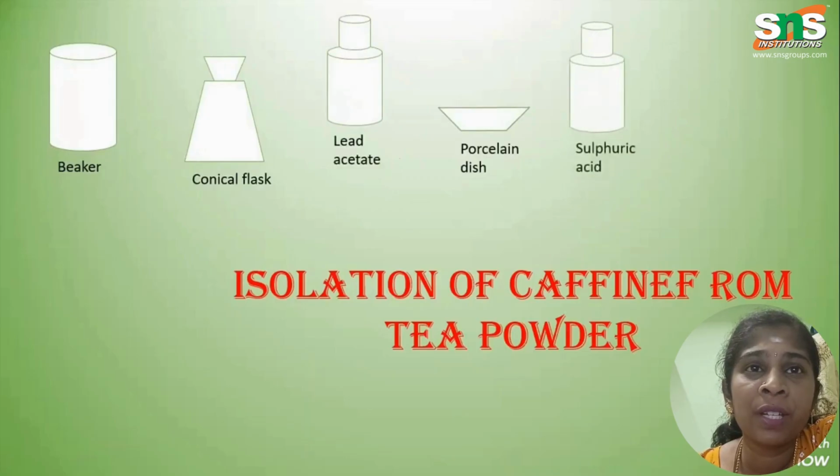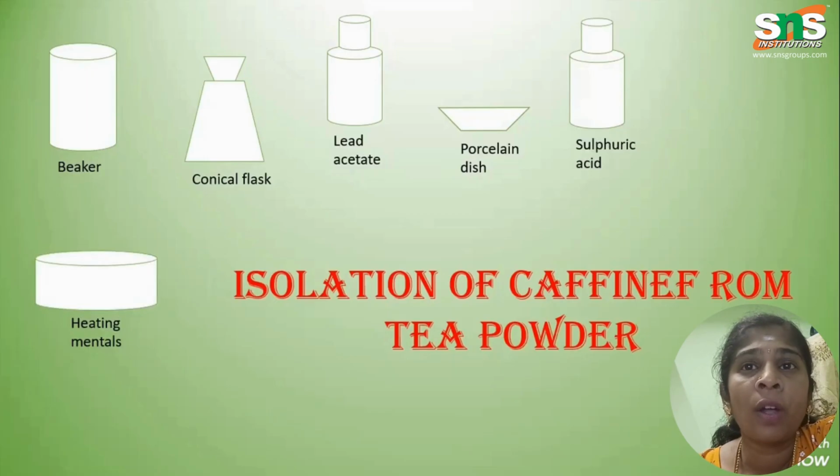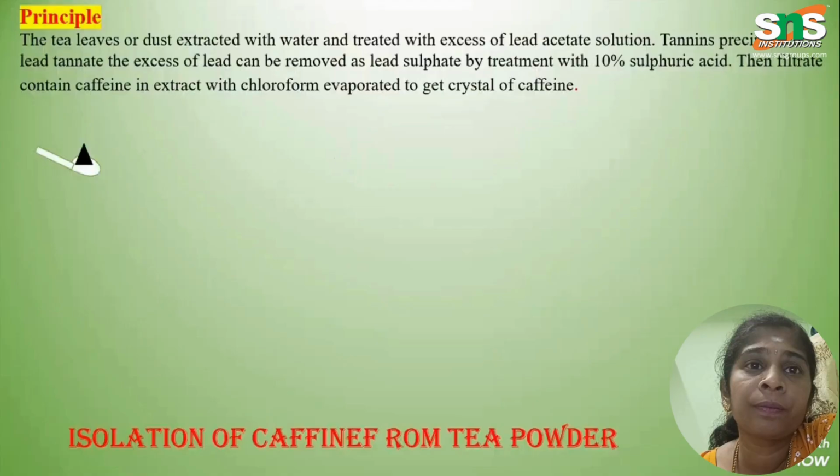Every cup of tea that refreshes our mind carries a powerful natural stimulant within it, caffeine. In today's practical demonstration, we will isolate this important alkaloid directly from tea powder using simple laboratory techniques. This video focuses only on the practical procedure, explained clearly from start to finish, exactly as performed in a pharmacognosy lab.